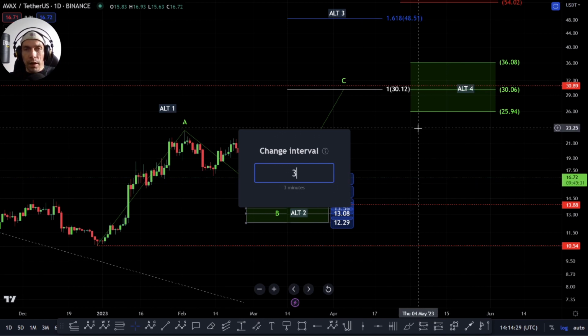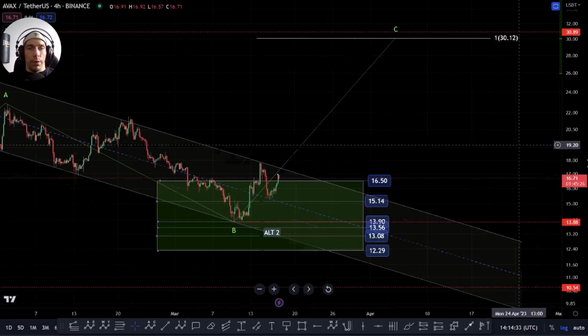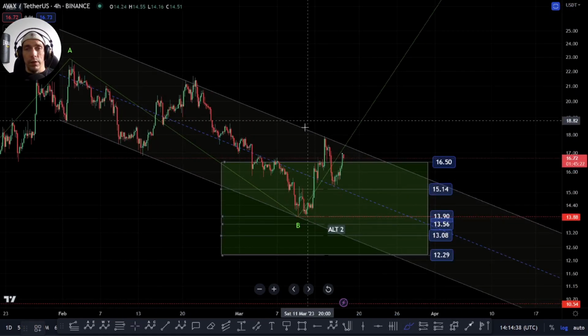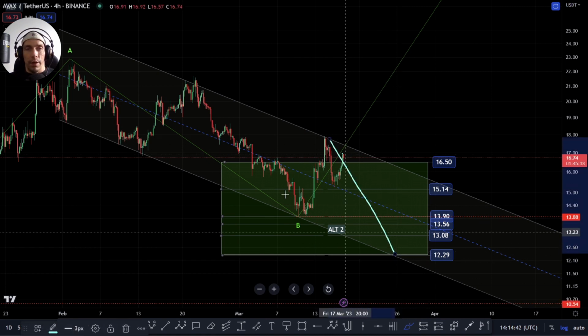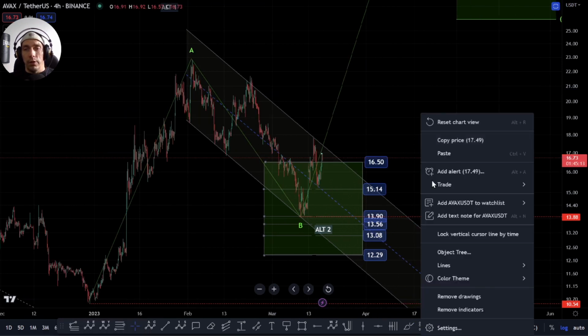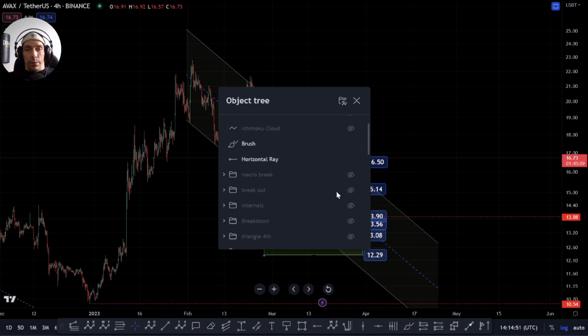So I'm going to come back down into that 4 hourly, and we're going to discuss this move. What I'm looking for here, we're currently stuck in this channel, and for as long as we are within this channel, we have to assume that we could potentially move down one more time here. And there's a couple of ways we're going to look at this. I'm going to talk about that possibility of breaking down first.